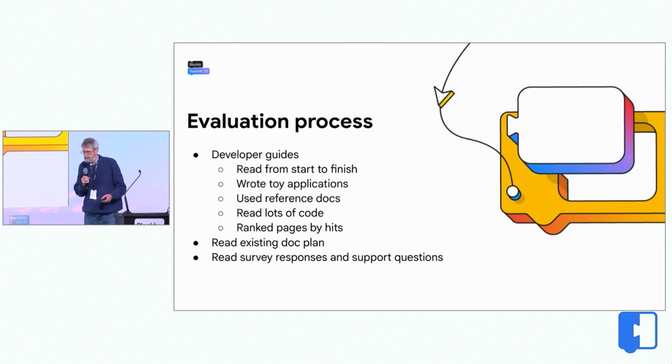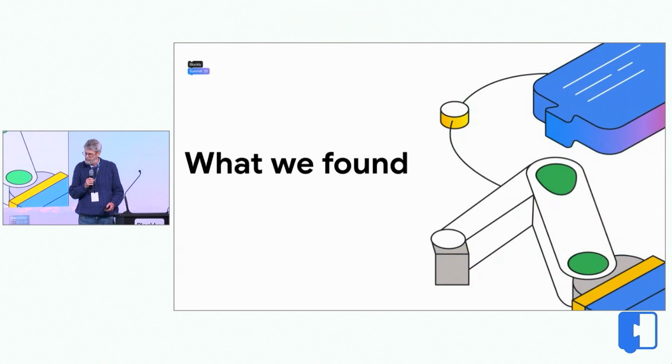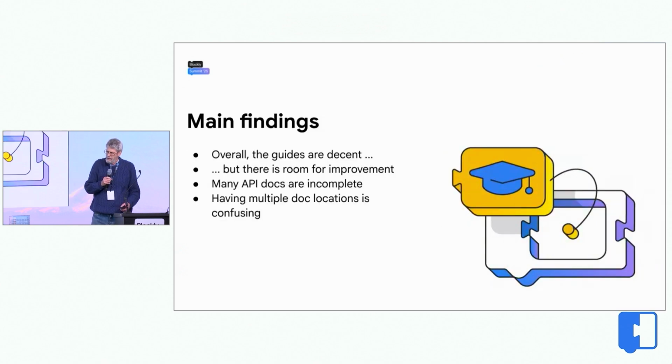Looked through the existing doc plan, looked through the survey responses, and took a quick spin through the support questions, not too deep in depth at that point. What we found was basically the Blockly team had done a decent job of writing documentation. It wasn't perfect. There were some places that just completely didn't make sense, but there was a lot of stuff that you read it once and you go, hey, I understand what's going on. I could write code from this. So there was room for improvements.